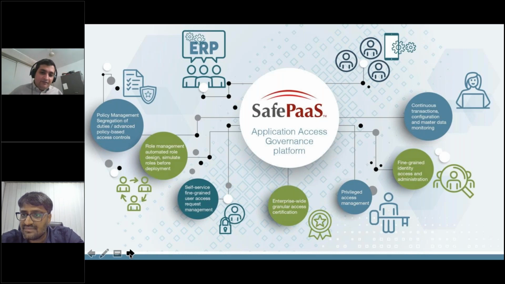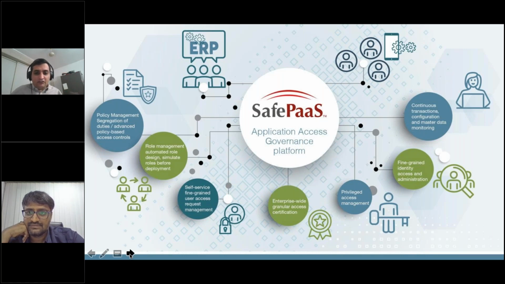Other than that, self-service fine-grained user access request management. This is basically when you request access, it's a preventative segregation of duties control, whereby we can check for segregation of duties violations before the access gets assigned, which is really helpful to keep your SOD violations low.